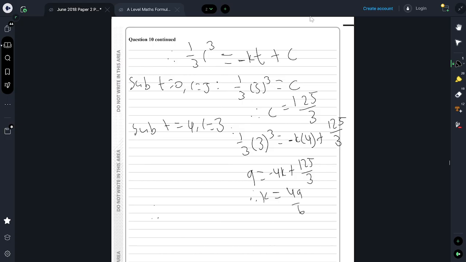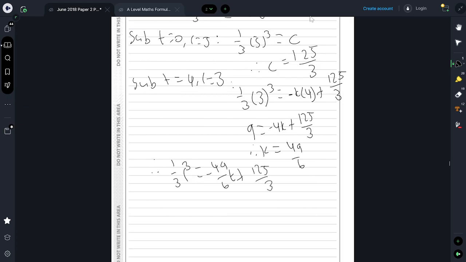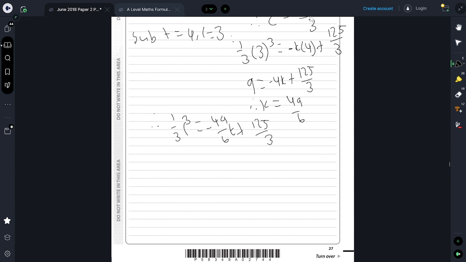So actually, we can then deduce that a third r cubed is minus 49 over 6 t plus 125 over 3. So we have completed it now. We've found all the missing numbers, the constants. But it says r in terms of t. This is not r, this is a third r cubed. So how do we do this? Well, we can times by 3. So we're just left with r cubed is minus 49 over 2 t, because obviously 3 cancels with 6.